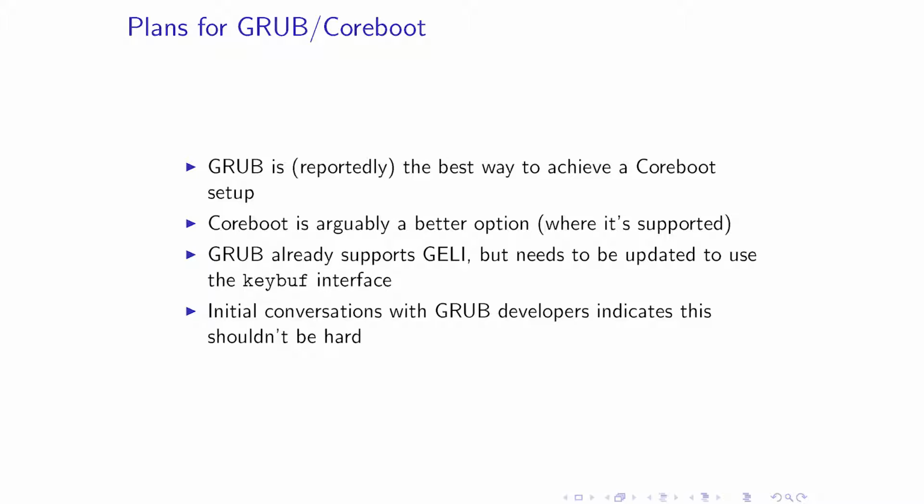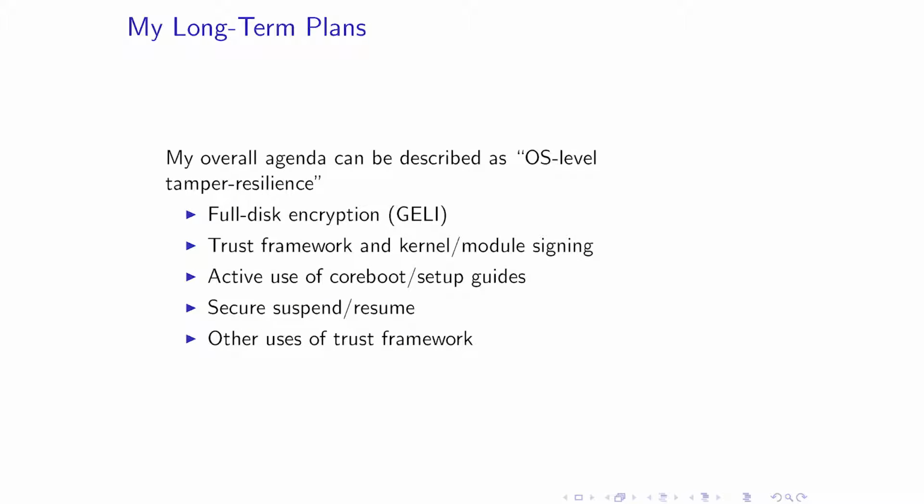So, plans to fill out support for this. GRUB is apparently the best way to get Coreboot support. So I have plans to add the key buff support into GRUB. I've talked to their developers. It doesn't seem like it'll be terribly hard. As for longer-term plans beyond this, I have a general agenda of security and tamper resilience-related topics. If you've talked to me this weekend, you've certainly heard about these. So that is the end, and I'll take questions.